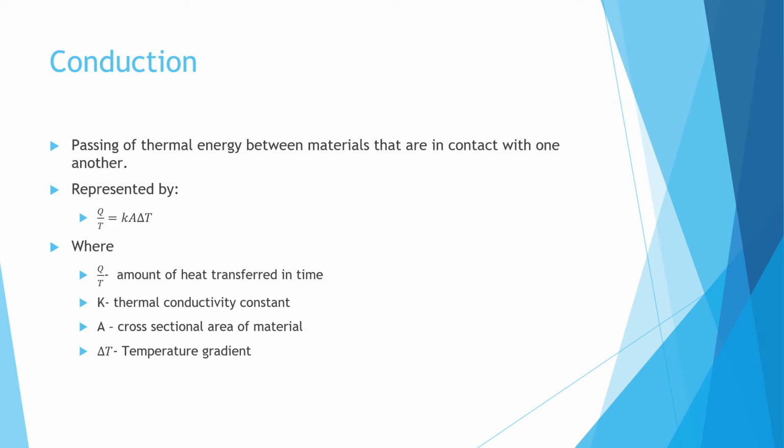This is represented by this equation: Q over t equals kA delta T. Q over t is the amount of heat transferred in time. k is the thermal conductivity constant, while A is the cross-sectional area of the material, and delta T is the temperature gradient, which is the warmer object minus the cooler object.